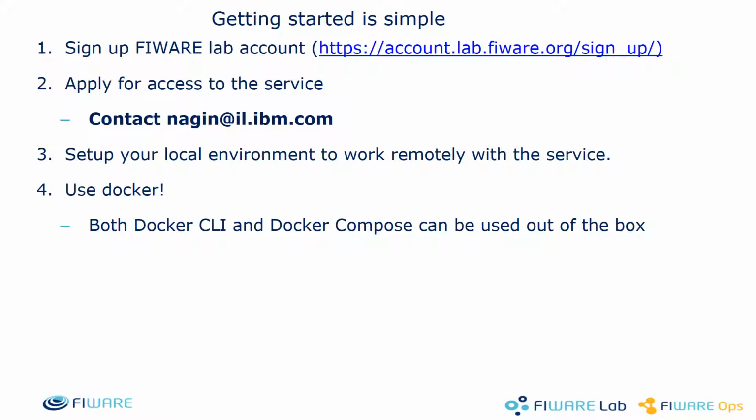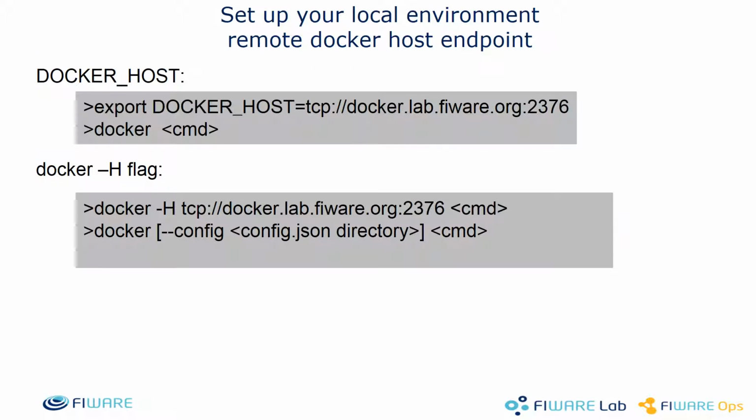Getting started is simple. The first step is to sign up for a FIWARE Lab account. The second step is to apply for access to the service by sending us an email. The next step is setting up your local Docker client environment to work remotely with the service. Once this is done, you can use the Docker CLI and Docker Compose to transparently manage your Docker resources on the service's cluster. Details on how to accomplish all this follows.